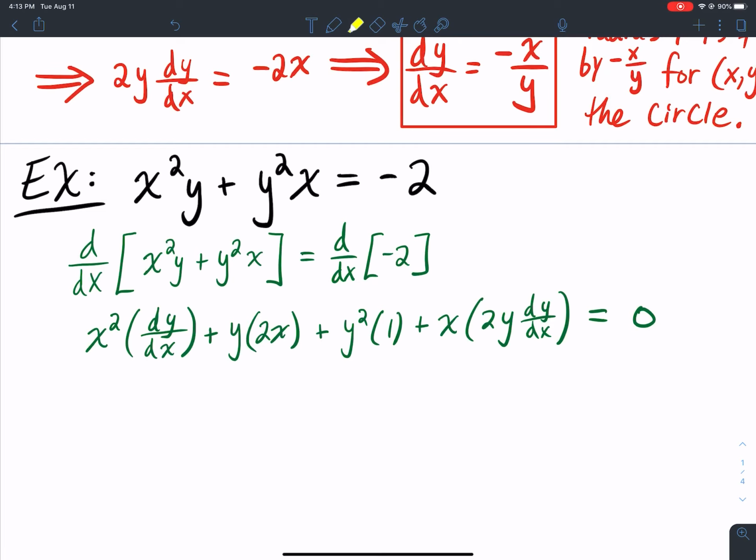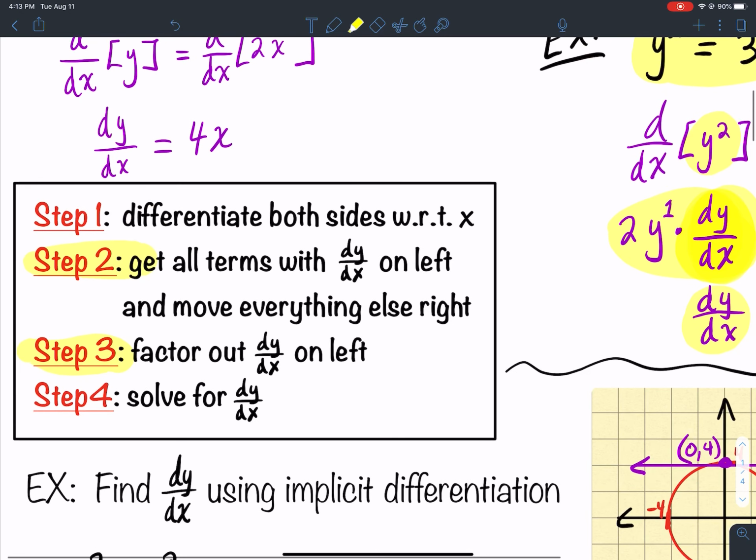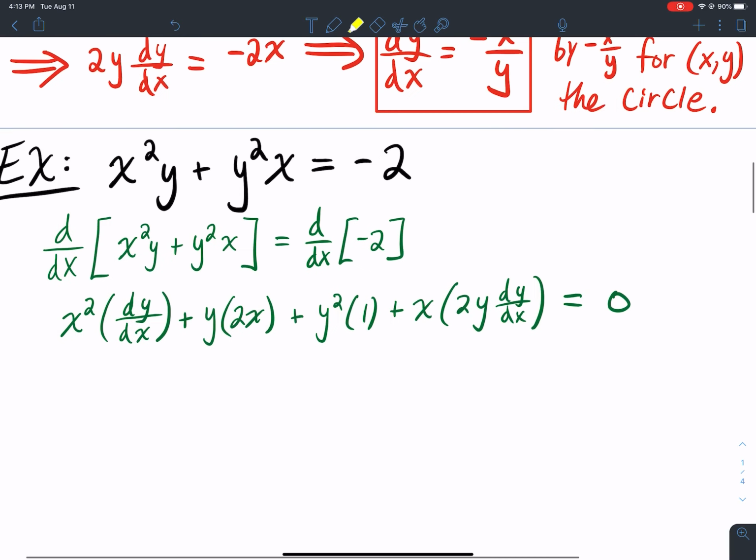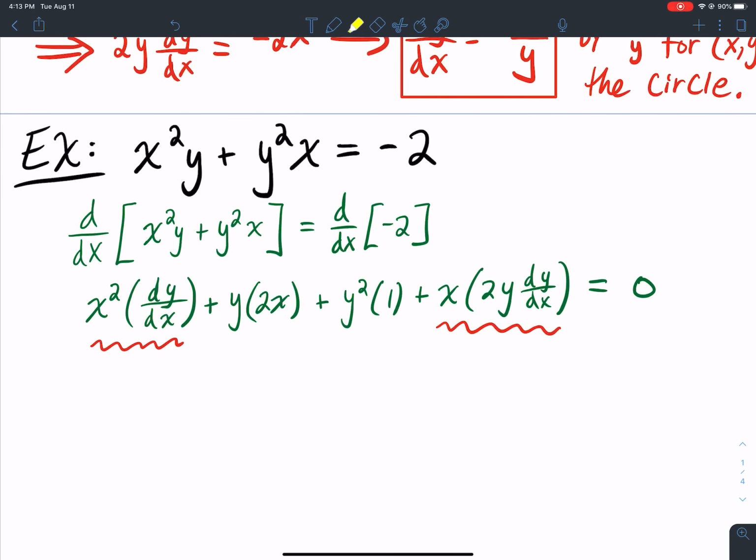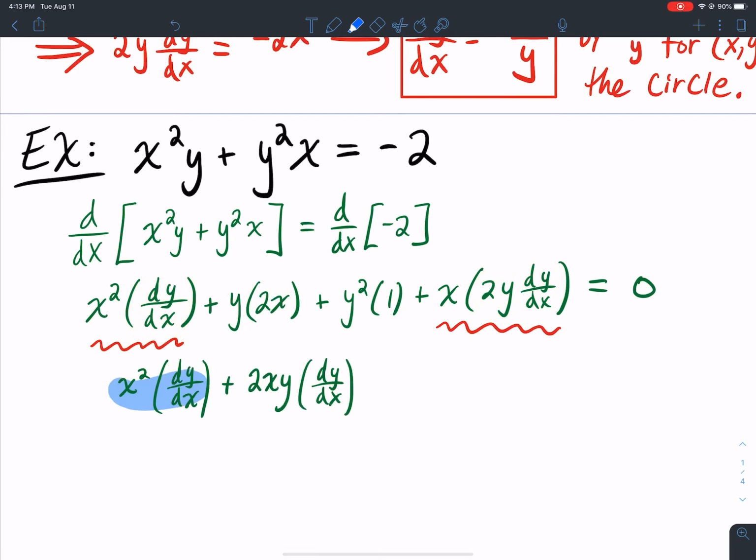Now, what is step 2 of my system? Get all the dy/dx on the left and move everything else to the right. So we got a dy/dx here and we got a dy/dx here. Everything else needs to be moved over. So I need to move this and I need to move that. The opposite of adding is subtracting. So I'm going to just rewrite these that I had here, and then I want to move these two over to the right. So I do that through subtraction. So minus 2xy and minus y squared.